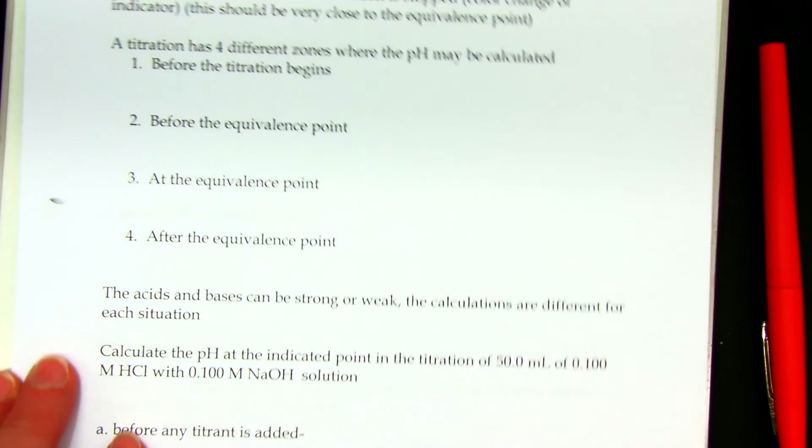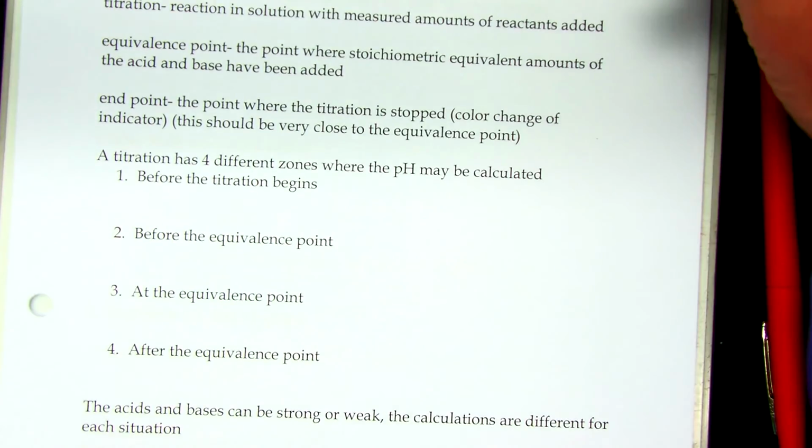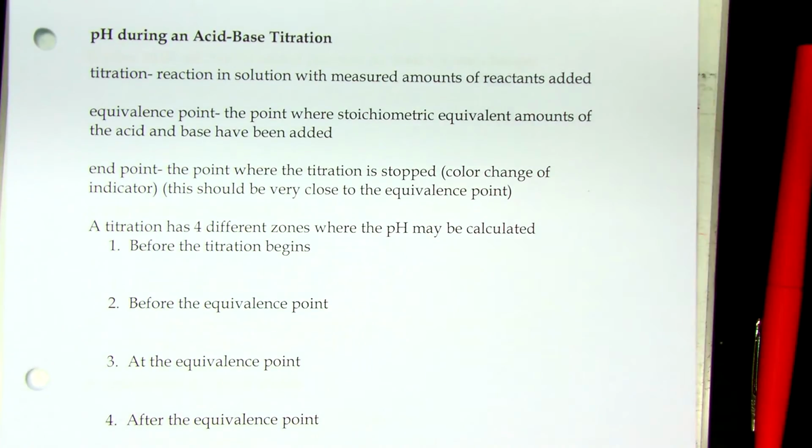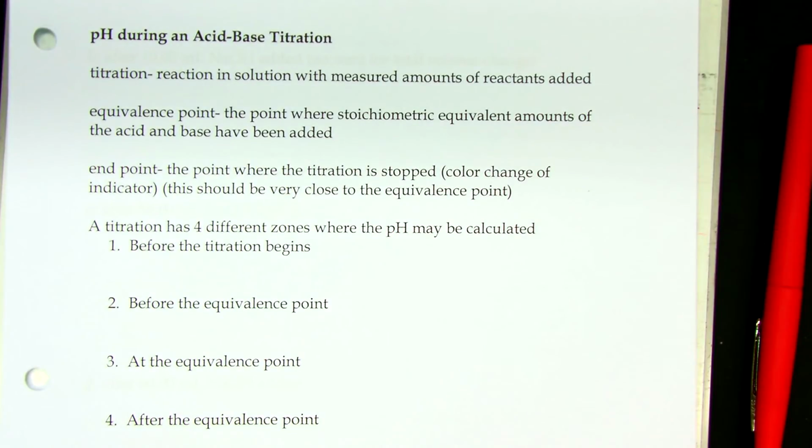So, we've looked at acids. We know how to calculate the pH of acids. We've looked at bases. We know how to calculate the pH of bases. Now we're going to try and figure out how to calculate the pH during a titration.